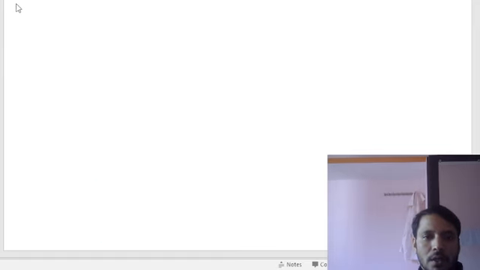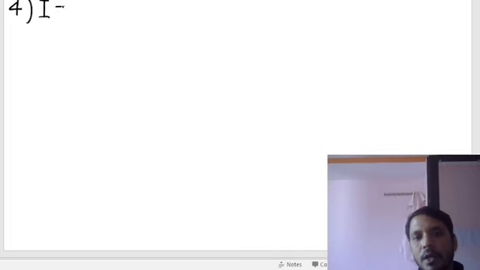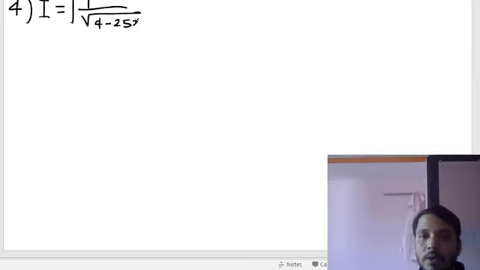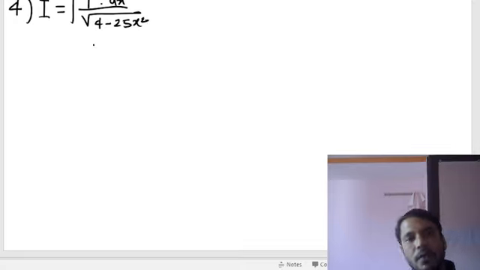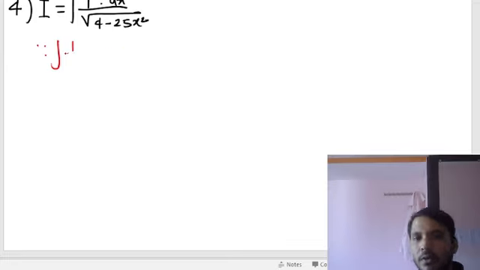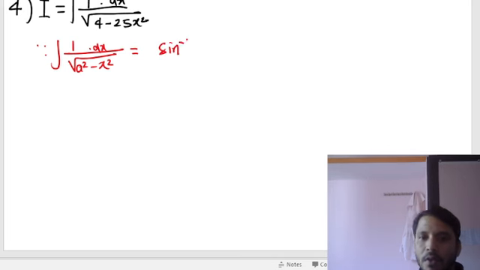So next question, that is question number 4. What is question number 4? Here we have given integrate 1 upon under root of 4 minus 25x square, dx. Again in the formulas, if we see, we have this formula. I will write down the formula. We have integration of 1 upon under root of a square minus x square, where the coefficient of x should always be unity, 1. Then the answer we are getting is sine inverse of x by a plus c.